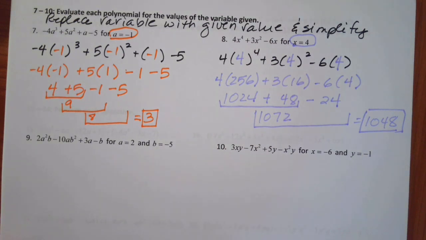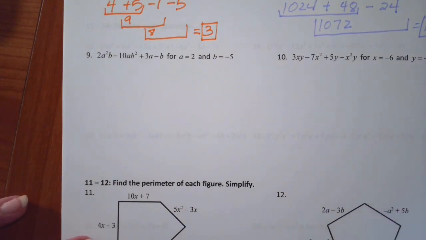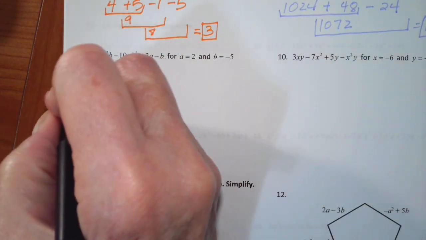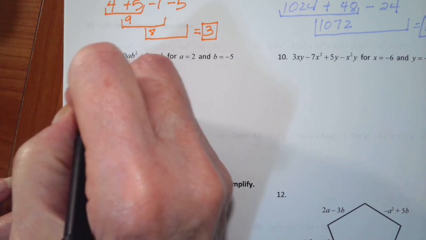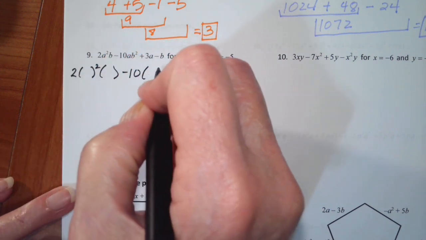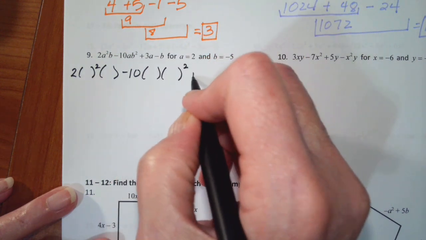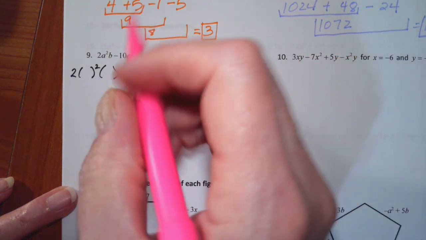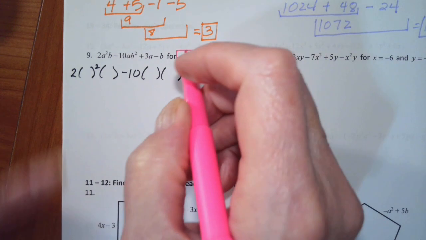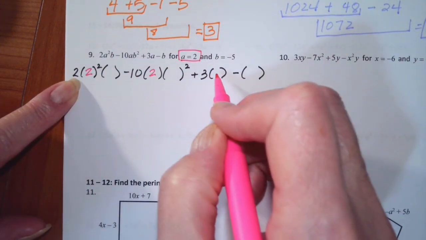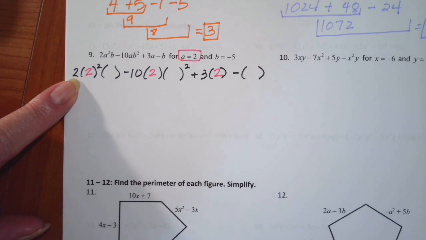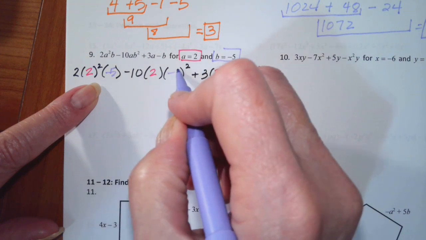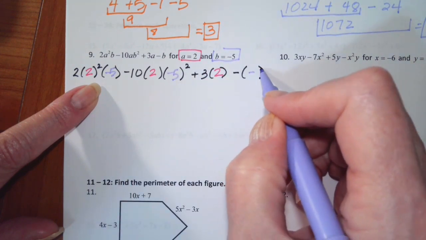Okay. It's the same process if you have multiple variables. You just have to make sure that you're extremely cautious about what you replace. So I'm going to do exactly the same thing. I'm going to have 2a to the second times b minus 10 times a times b to the second plus 3 times a minus b. Okay. So a is 2. So a 2 goes here, a 2 goes here, and a 2 goes here. B is negative 5. So negative 5, negative 5, negative 5.